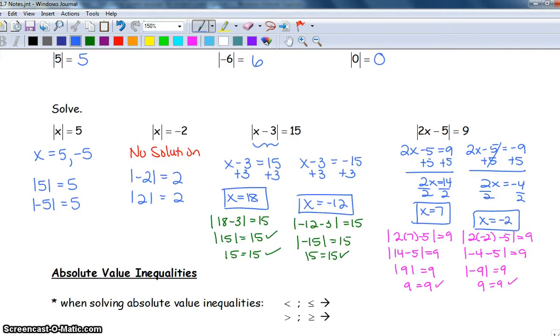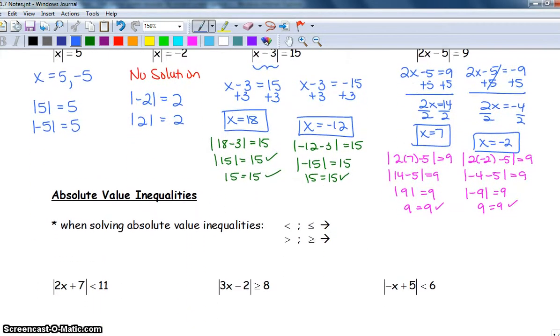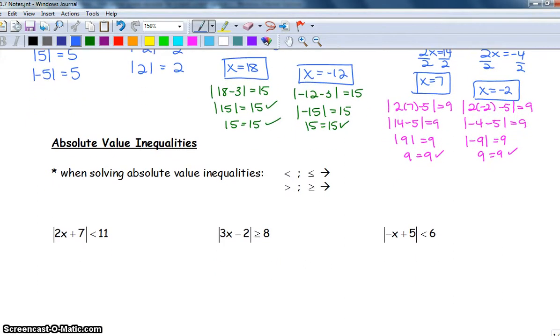Alright, we are going to now combine the idea of absolute values with what we talked about yesterday with inequalities. So we're going to fuse those two things together. When you are solving absolute value inequalities, we talked about a couple different signs yesterday. We said less than or equal to, or greater than or equal to. And we know that this was an open circle and these two were closed circles.